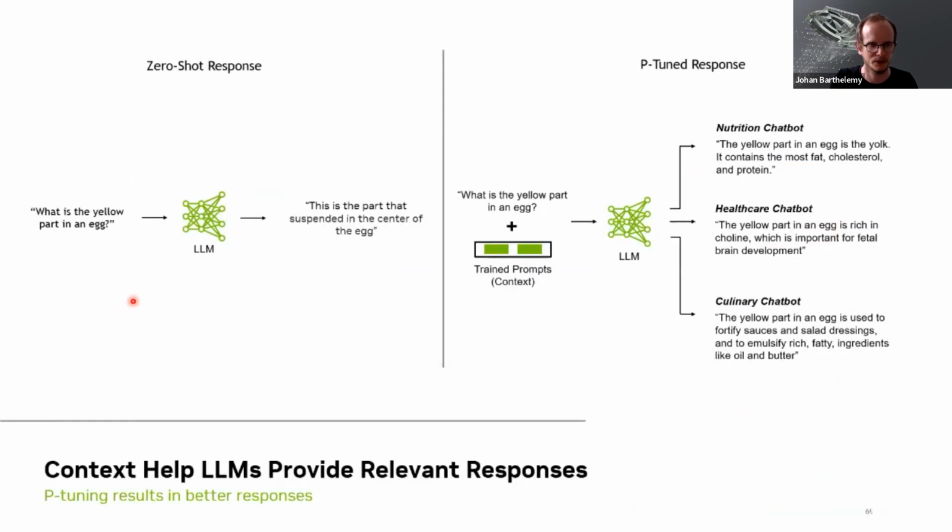For instance, if you have an LLM like BERT or GPT and you just ask it, what is the yellow part in an egg? It will tell you that it is the part that is suspended in the center of the egg, which is correct. But it's only one possible answer, and that's probably not the answer you were expecting, because it depends on your context. If we're able to add a bit of additional information to the prompt, the question, then that will drive the LLM to the right outcome. If the context was nutrition, it will tell you that the yellow part in an egg is the yolk. It contains the most fat, cholesterol, and protein. If it was healthcare, you would have that answer, or if it was culinary, you would have that answer there. So the only thing we need to do is not to care about how we ask the question, but how we add context to the prompt.